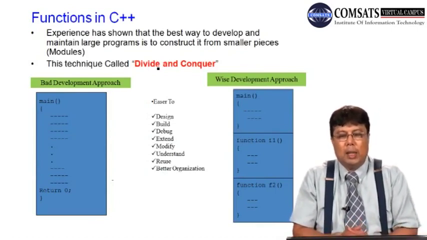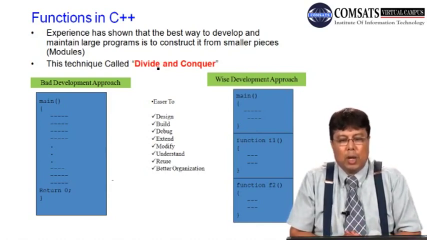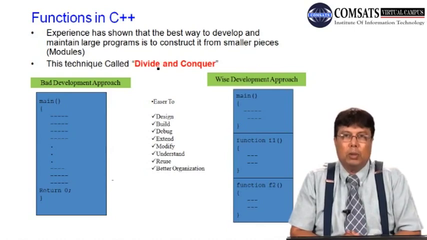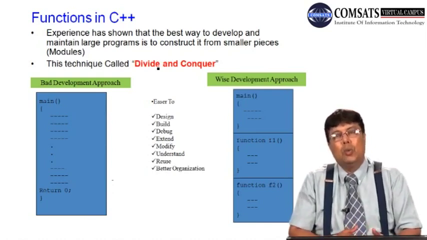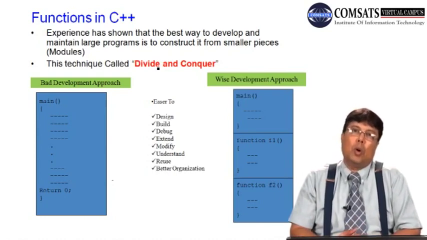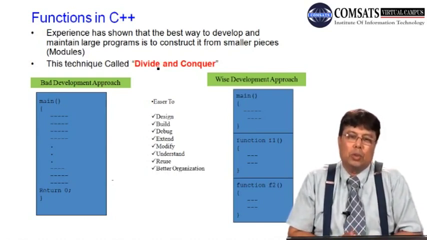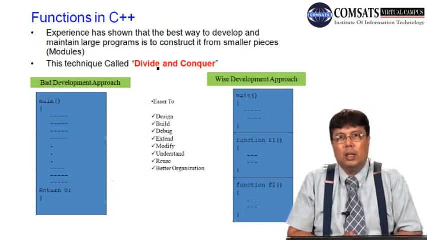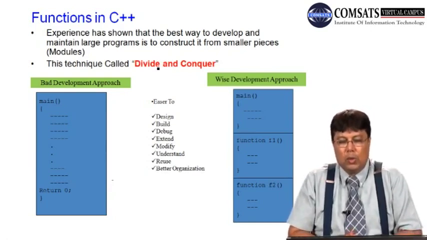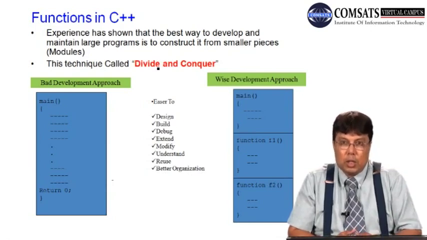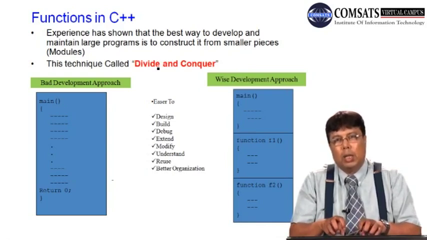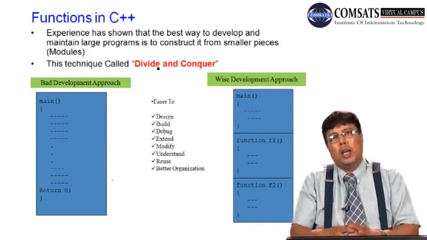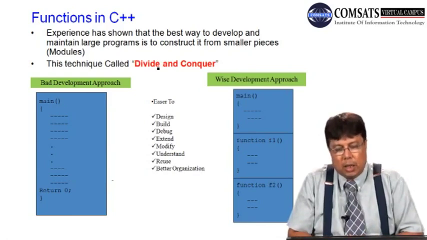Experience has shown that the best way to develop and maintain a large program is to construct it from smaller pieces or modules. वही बात जो मैं आपको बार बार कह रहा हूँ कि you can break up your large program into smaller pieces of program जिनको हम module कहते हैं. और this technique is also known as divide and conquer, divide and rule. So you divide a bigger problem into smaller problems and then control these smaller modules together in order to carry out some complex and complicated task.